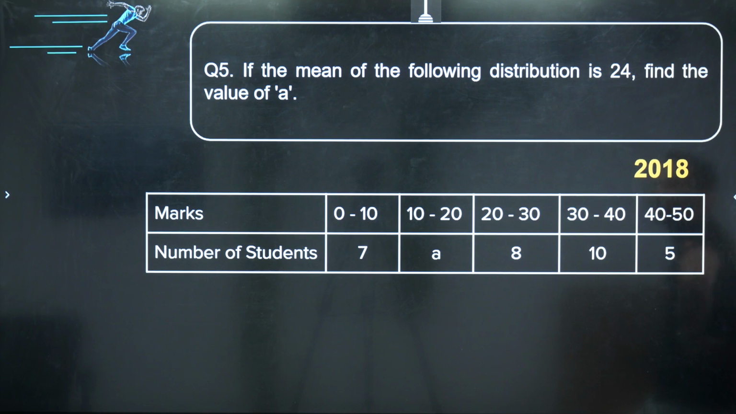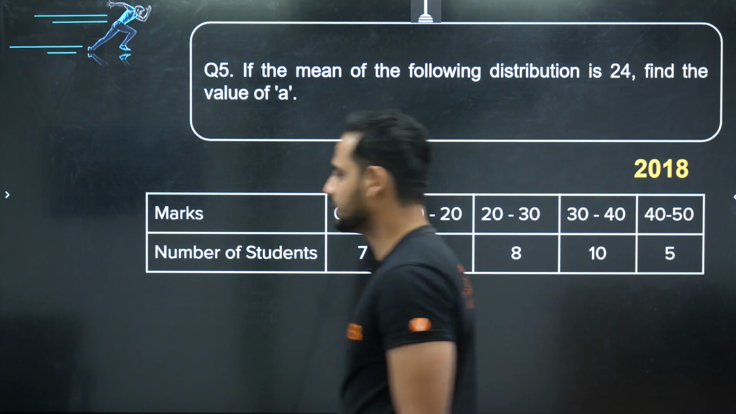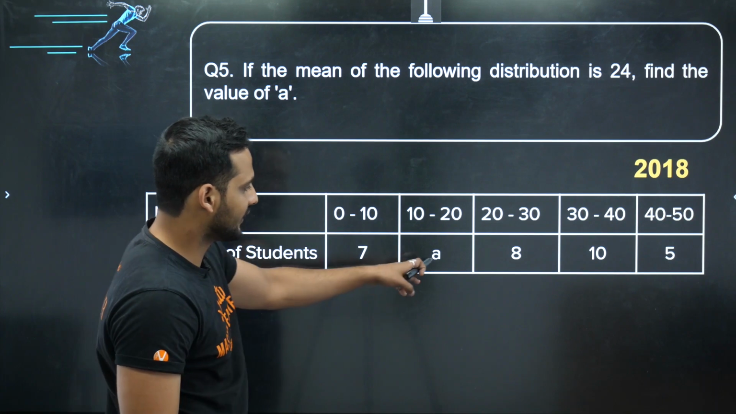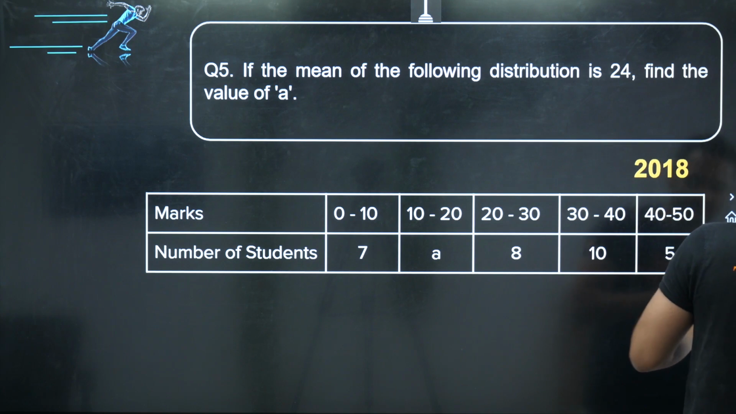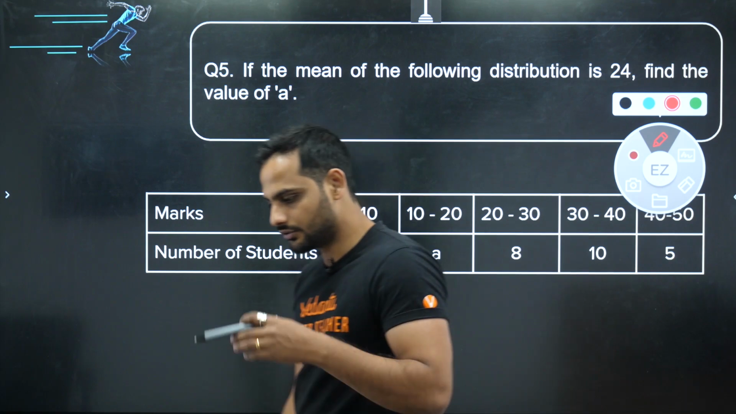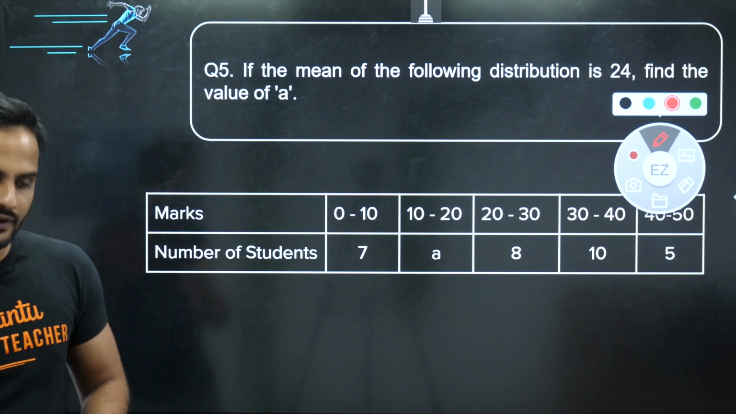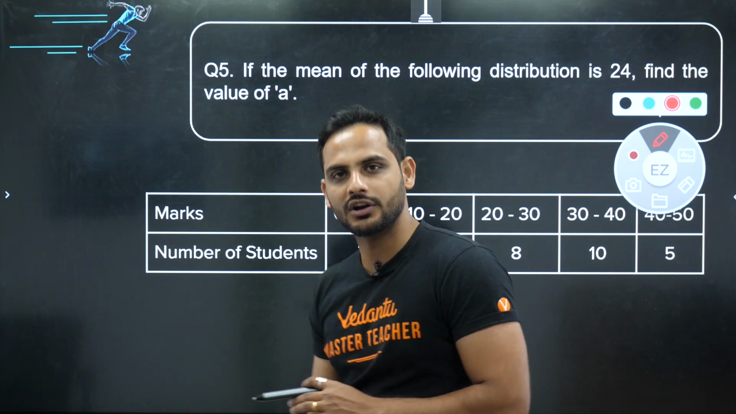If the mean of the following distribution is 24, find the value of A. Okay, listen carefully. Mean of the following distribution is 24, find the value of A. This is a grouped data. They have said that the mean is 24, find out the value of A. Now this mean you can find out using the direct method, the step deviation method, or the shortcut method. Doesn't matter. You can do anything.